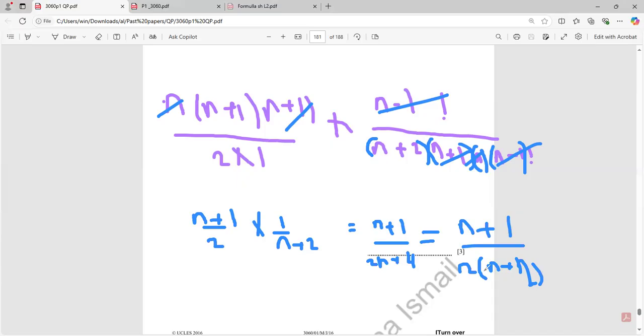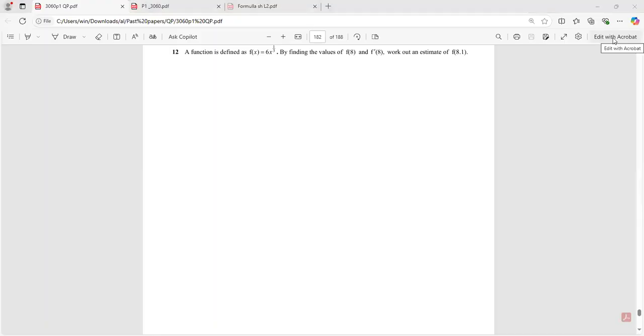Let's see the next here. Okay, question number 12. Here he gives you a function.